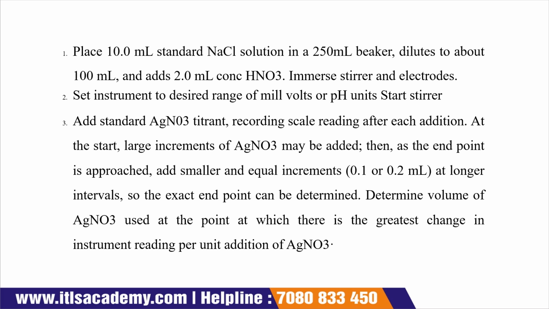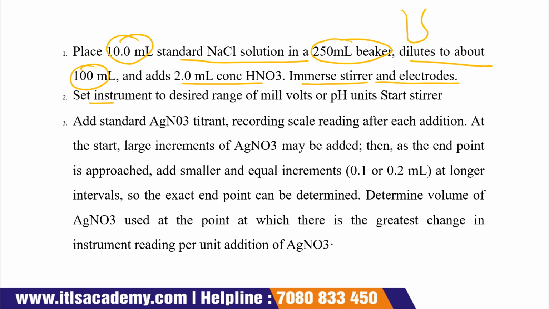Now you have to place around 10 ml of standard solution into a 250 ml beaker. That means first of all you have to take a 250 ml beaker. Now into it you have to transfer 10 ml of standard sodium chloride solution. Then dilute it to 100 ml. Then add 2 ml of concentrated HNO3. Then immerse the stirrer and electrode. Now set the instrument to the desired range for millivolt or pH unit and start the stirrer.